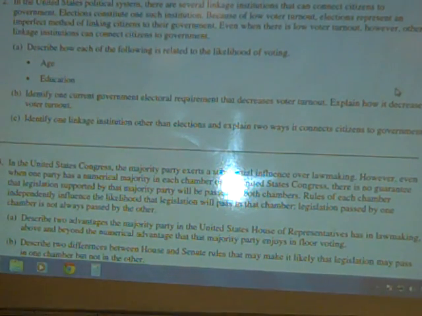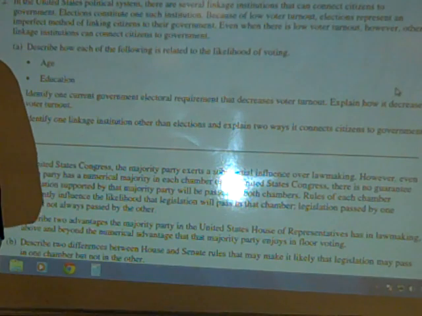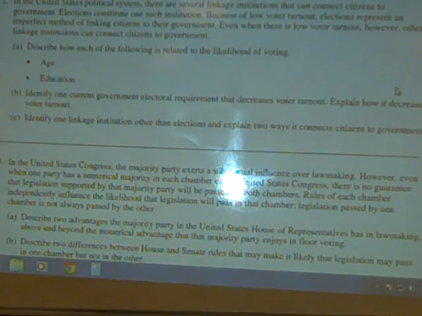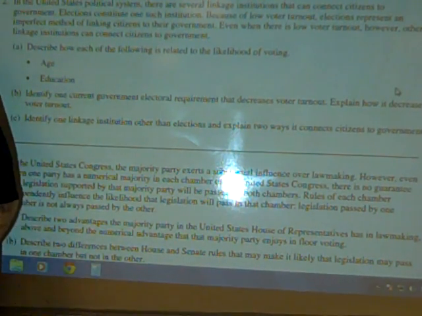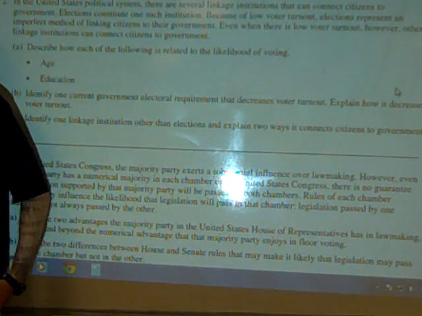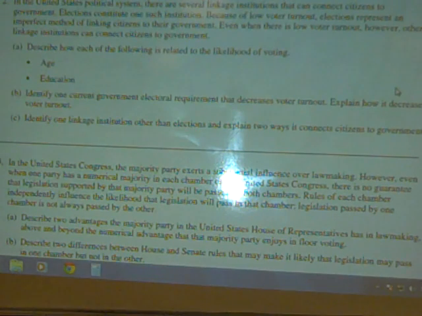They may not speak the language. You could say that's a possible answer, that if the registration or the ballot is only in English, some voters may not speak English. Other answers could be a little bit indirect, but I might just try if I couldn't think of anything else. What about the voting age requirement? You got to be 18 to vote. I guess that probably decreases voter turnout. I don't know.